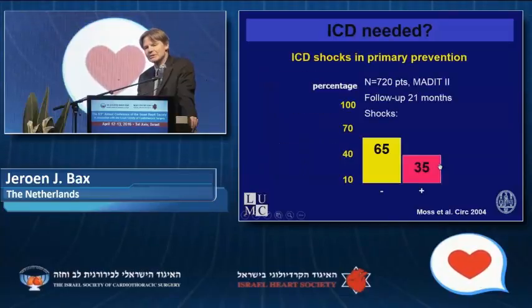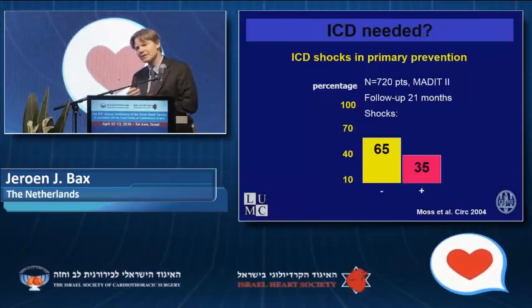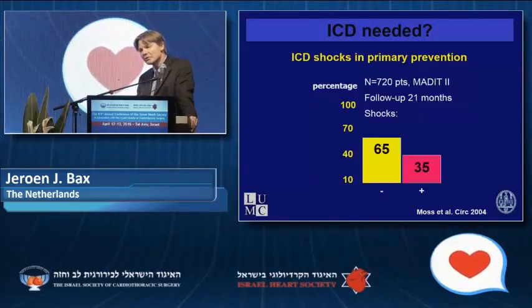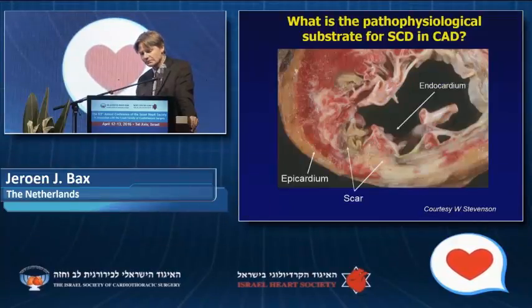If we look at the MADIT-2 study that actually showed the benefit very nicely of ICDs in primary prevention, here are 720 patients, and you see that 65% never got a shock over the follow-up years and 35% did. That calls for some action from us as cardiologists, that we need to better structure and get a better view on which patients do need an ICD and who doesn't need an ICD, because the ICD comes with inappropriate shocks and lead infections.